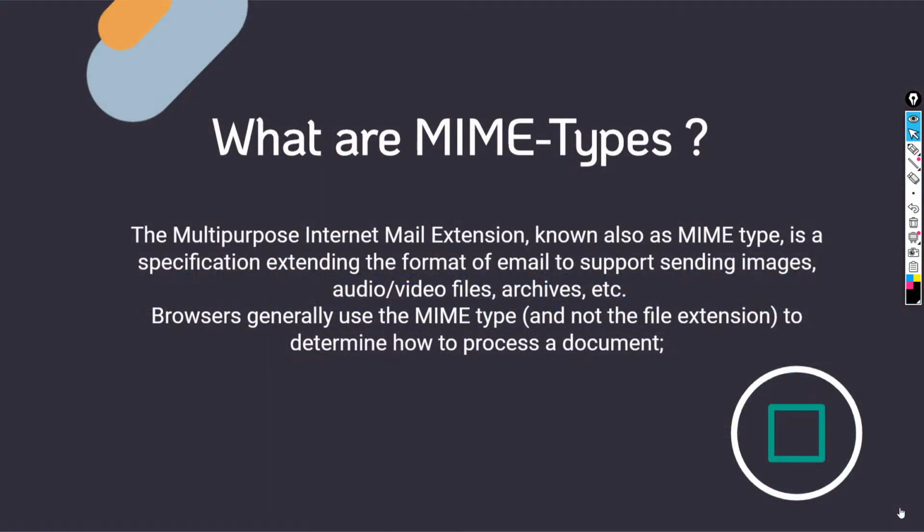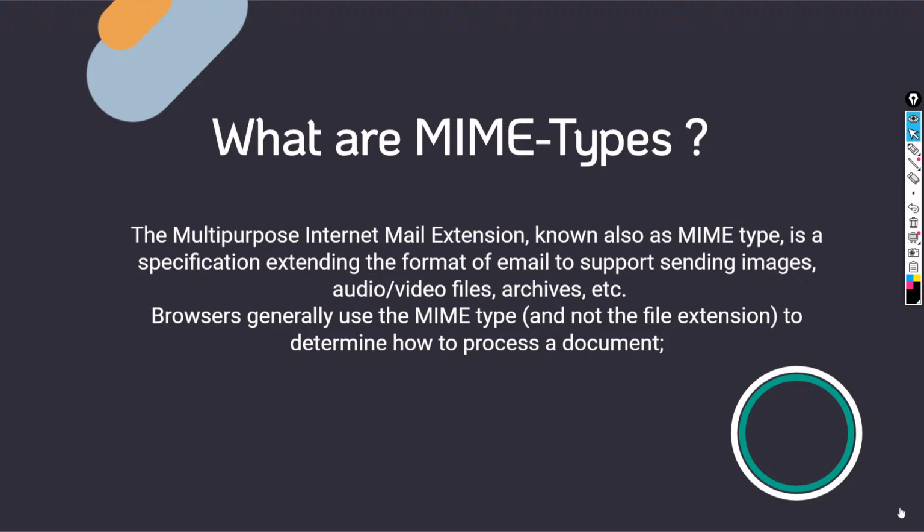Then what are MIME types? MIME stands for Multipurpose Internet Mail Extensions. A MIME type is a specification extending the format of email to support sending images, audio, video files and archives. When the client and the server share some resources, you can have an HTML page as a resource, an image, audio, some XML file, or some textual file as a resource.